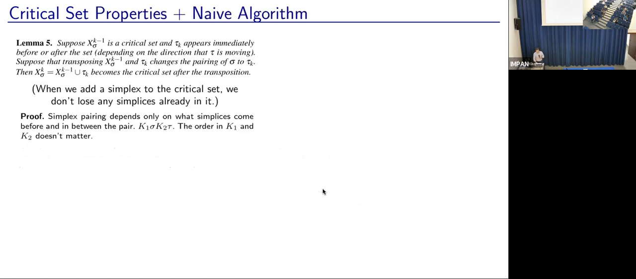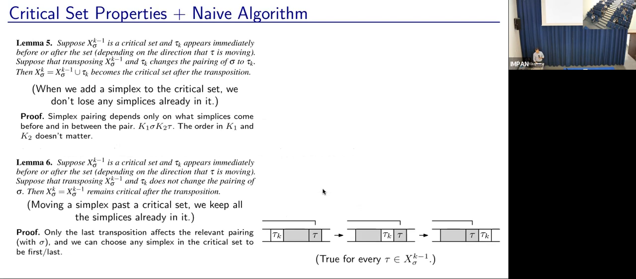The critical set has a couple of properties that are important to verify. To me they were counterintuitive, which is why maybe to others they're not. The first property is that if we add a simplex to the critical set, other simplices don't fall out of it. This follows simply from the fact that whether sigma is paired with tau depends only on what simplices come before sigma and between sigma and tau. So if I add a simplex to the critical set from K2, the pair of sigma and tau is not going to be affected.